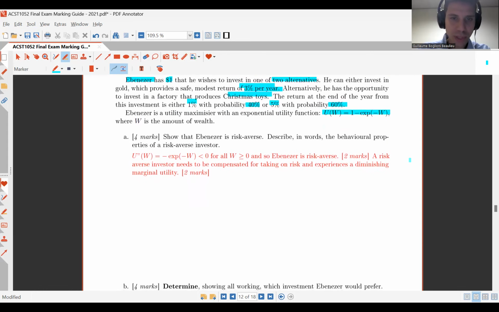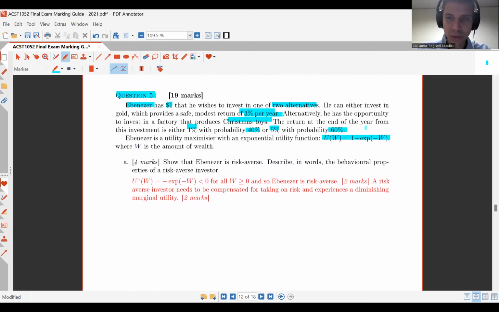First of all, show that Ebenezer is risk-averse. Describe in words the behavioral properties of risk-averse investors. So that's not especially a hard question. If you take the first derivative here, it's going to be positive, meaning that the function is increasing. But then you take the derivative of the derivative, so of course, this is the second derivative, and you'll get something that is negative everywhere. This means that the function is increasing, but at a decreasing rate. So you know the utility function here is concave.